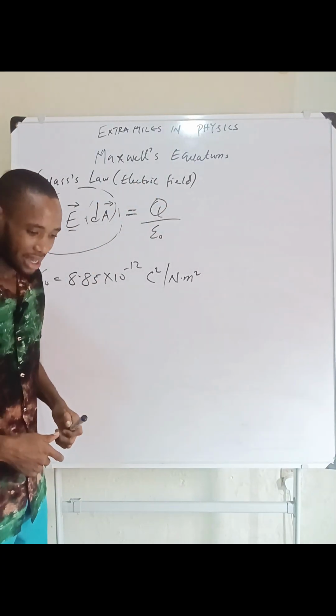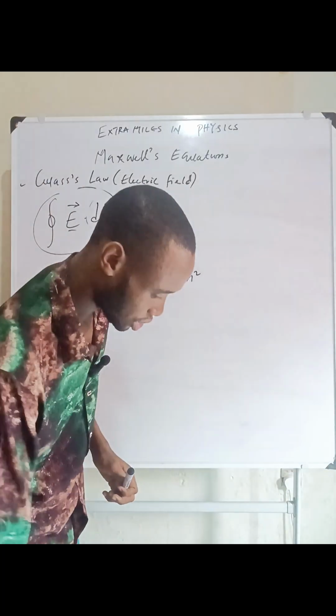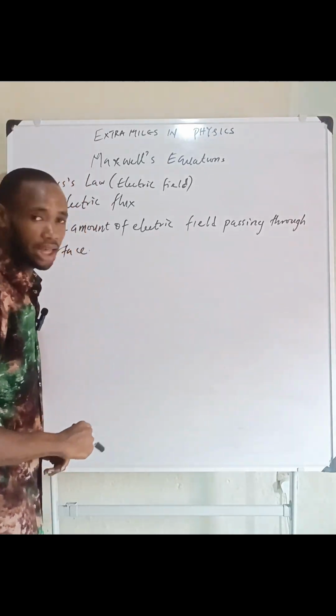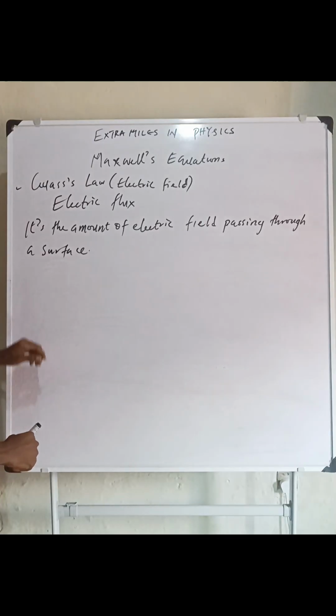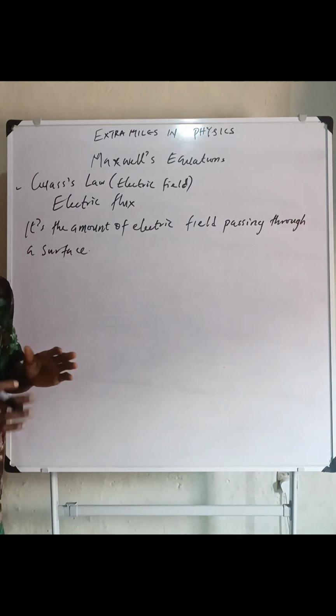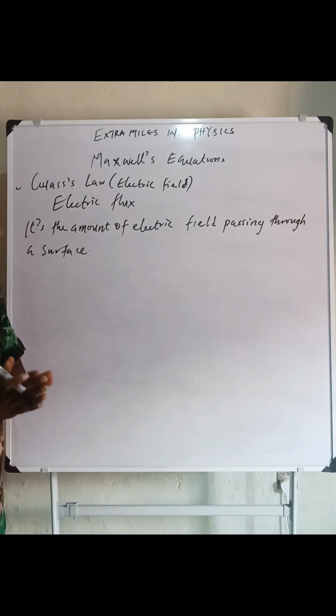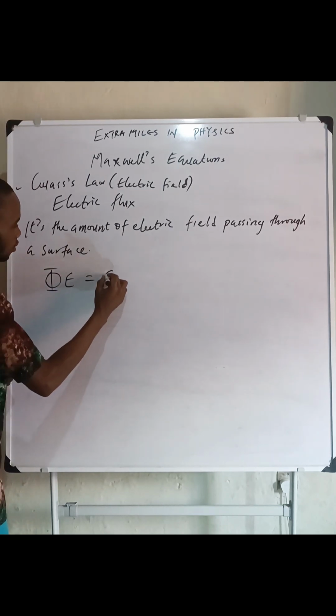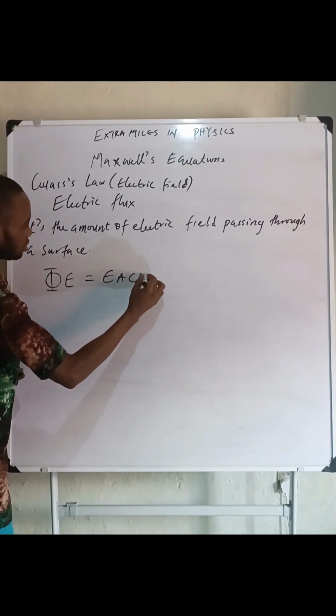So let's go beyond. The next thing we're quickly going to touch on is electric flux. When we are discussing electric flux, what do we mean? It is the amount of electric field passing through a surface. So the amount of electric field passing through a surface is called the electric flux. Now it is given as, and this is equal to the product of this.